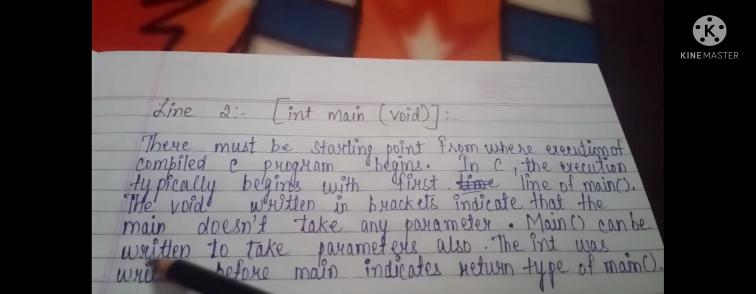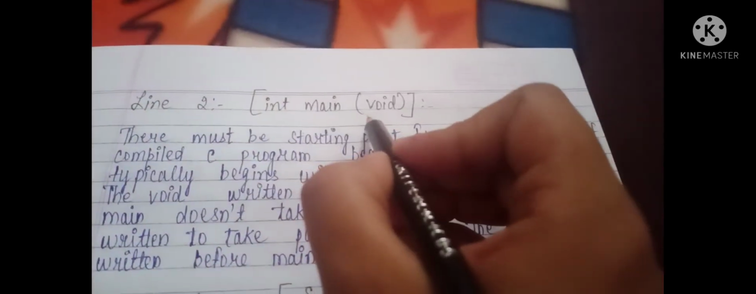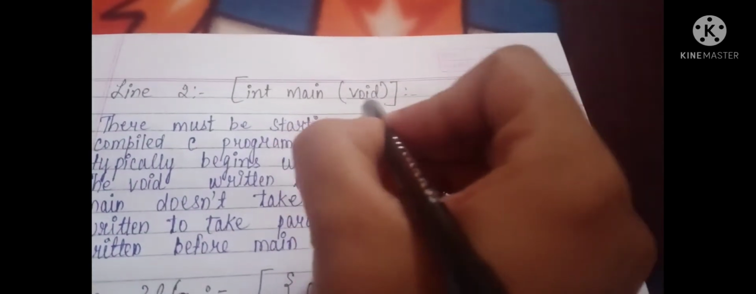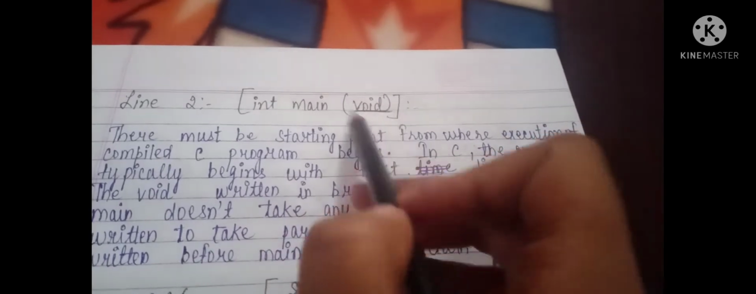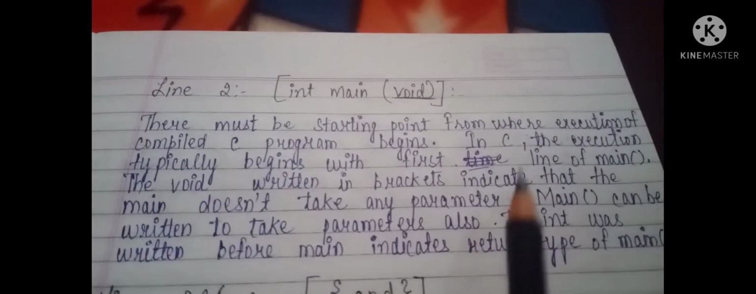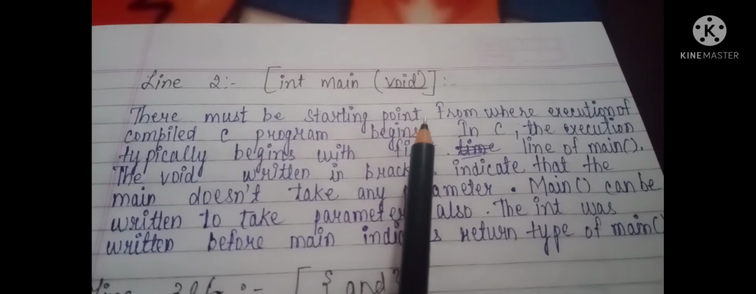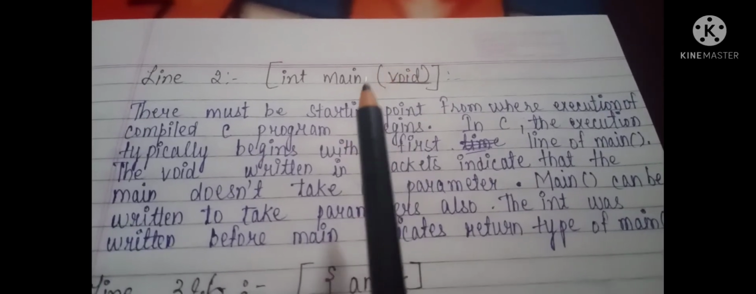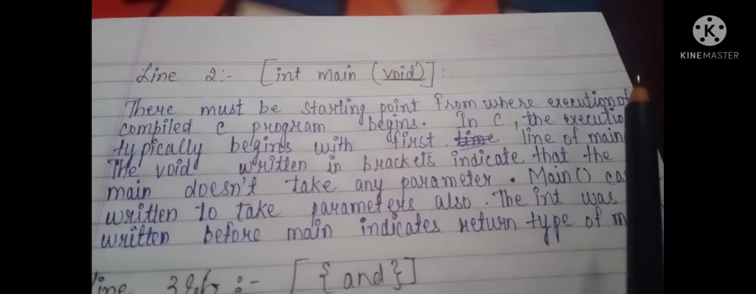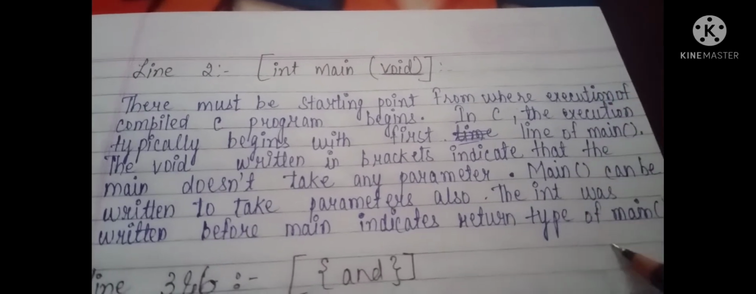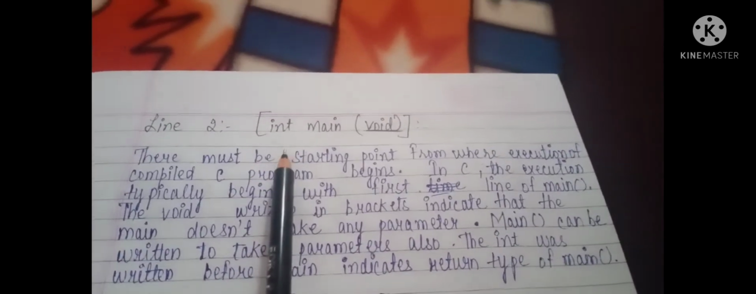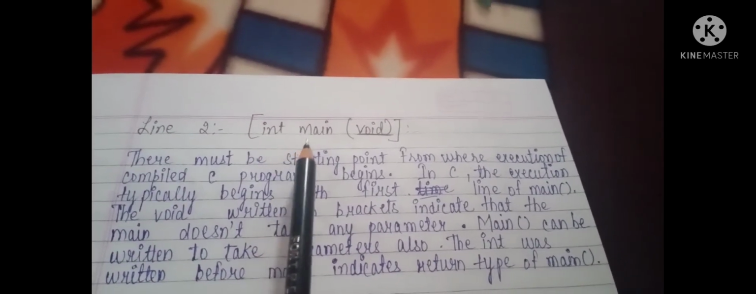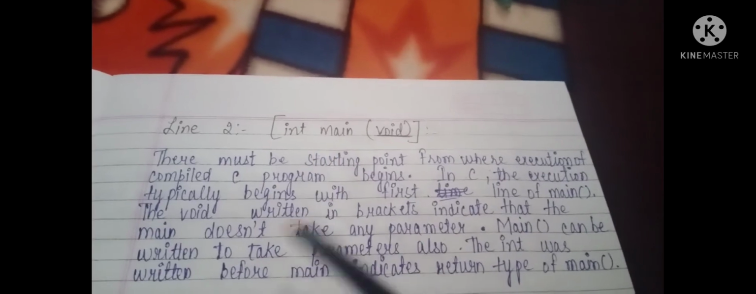So the void written in brackets, this is the void part. Int main, and the bracket contains the void part, which means that it will not take any parameter. Okay, the main function can be written to take parameters also. The int is written before main, which indicates the return type of main. Okay, so now moving on to line 3.